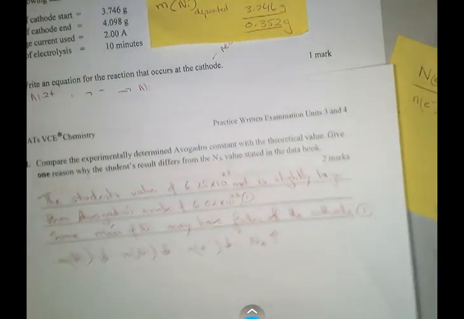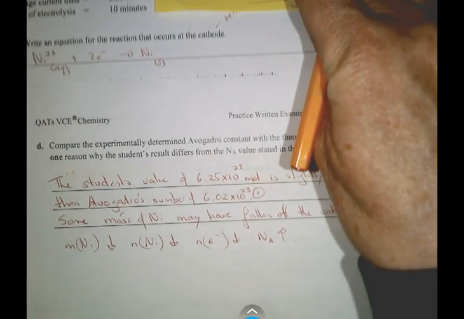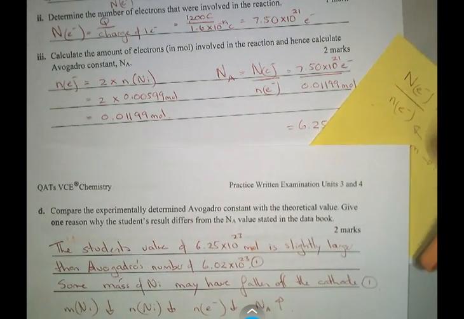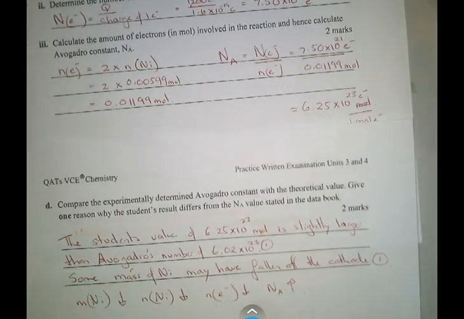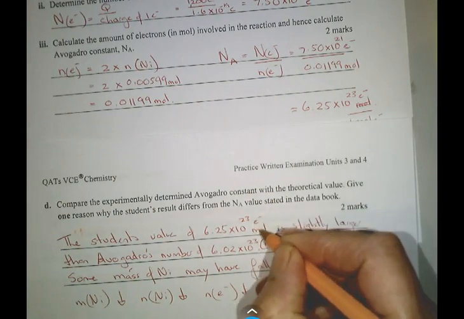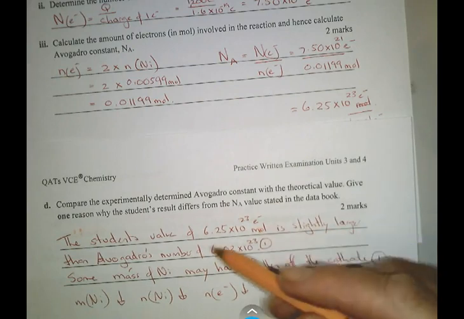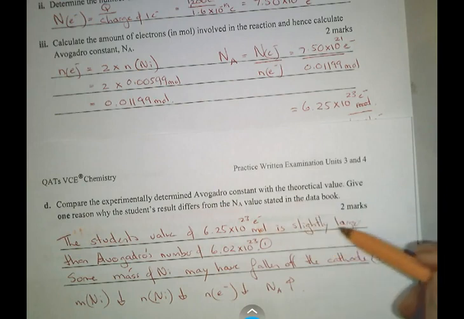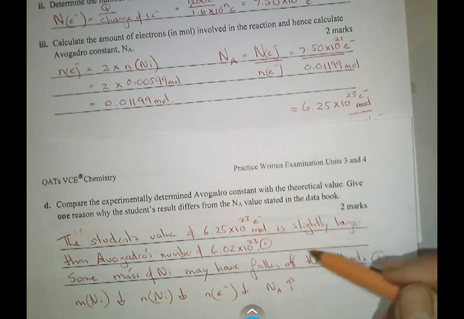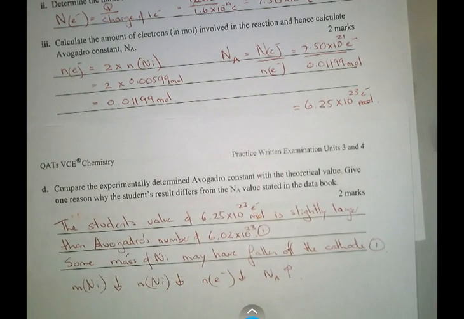The next question says, compare the experimentally determined Avogadro constant with the theoretical value. So there's 2 marks for this question. So you need to compare the number of electrons per mole. So the student's value is slightly larger. So whenever you're asked to compare things, it's either slightly larger or smaller, or make a statement comparing the 2 things, and then a reason.